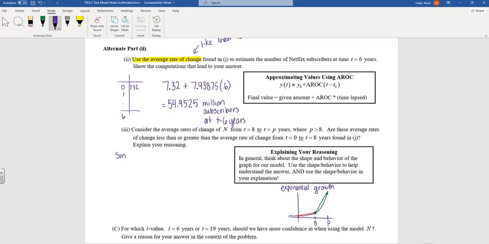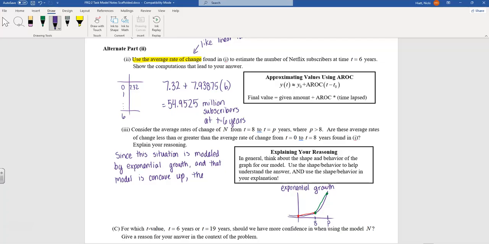Then I would say, since this situation is modeled by exponential growth, and that model is concave up, and then right here's where I start using their language.